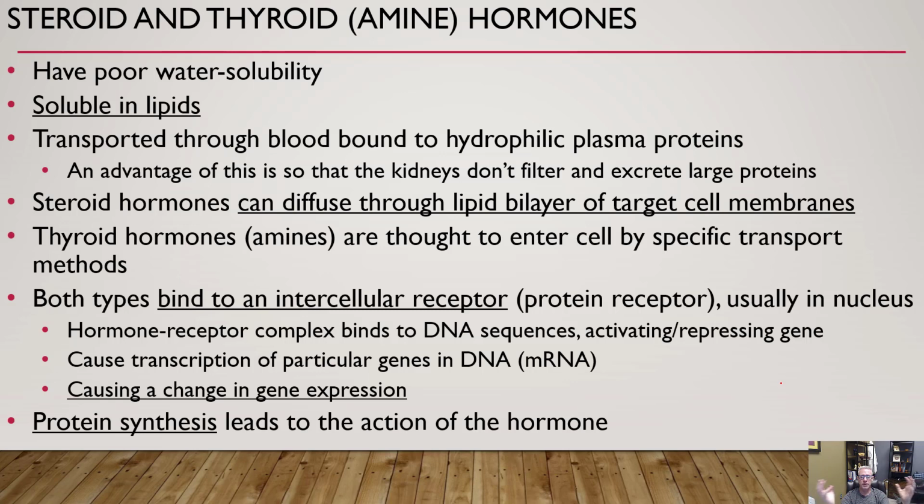So this hormone is going to come into the cell, attach itself to the nucleus, and cause this mRNA translation process to happen. This gene is going to be expressed. We're going to create a protein. That protein is going to leave the nucleus, going to leave the cell, and then we're going to see the action of the hormone.